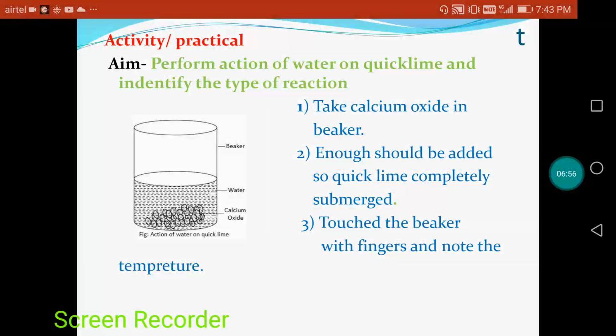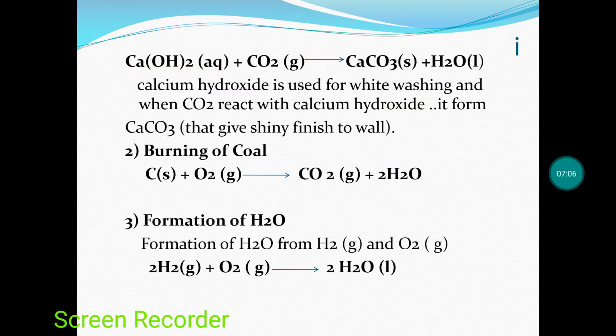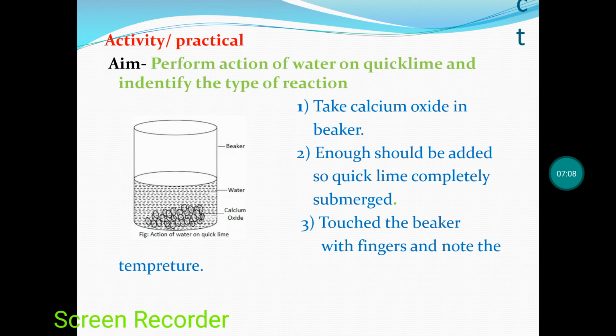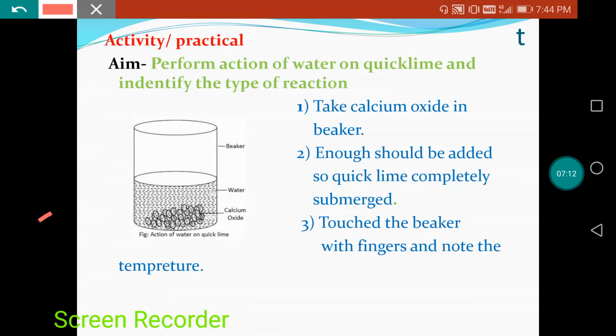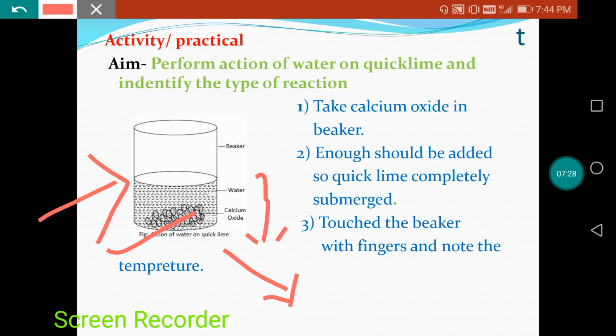One thing you also know, what is this slaked lime? This slaked lime means calcium hydroxide, which is not so much soluble in the water. When you put this beaker undisturbed for some time, the suspension that is formed due to the formation of calcium hydroxide will settle down and this solution is converted into a clear solution.